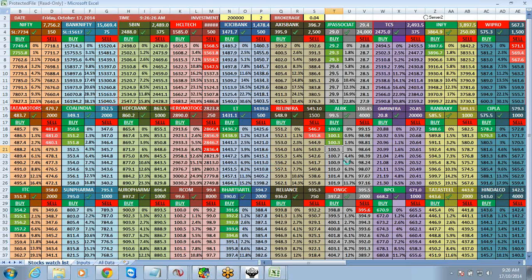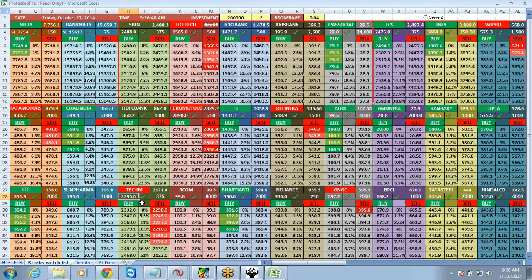Whenever a script makes its particular targets, we can keep changing the stop loss. Ranbaxy, we have a buy. Cipla, we have a buy. Wipro, we have a sell call. Let me just change this to Tech Mahindra, we'll have an eye on. Okay, Tech Mahindra is a gap down sell. TCS, we have a buy call 2494.